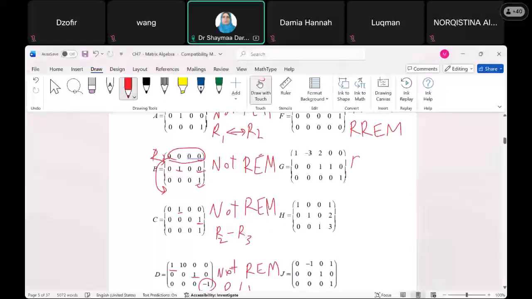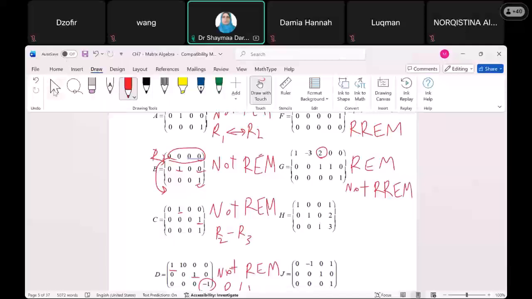Okay, the second question. Is it reduced or not? It is not, because here I have 2. Okay, so the leading one here, the others are 0, okay. But the second leading one have 0 and 2. So this is not reduced row echelon matrix.